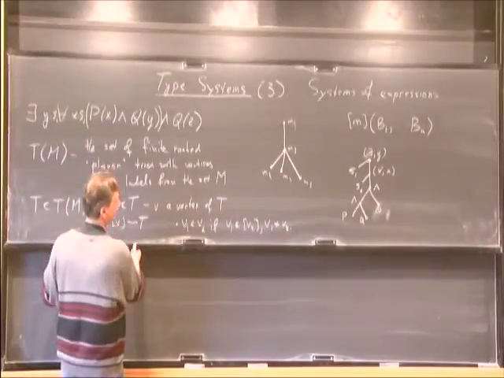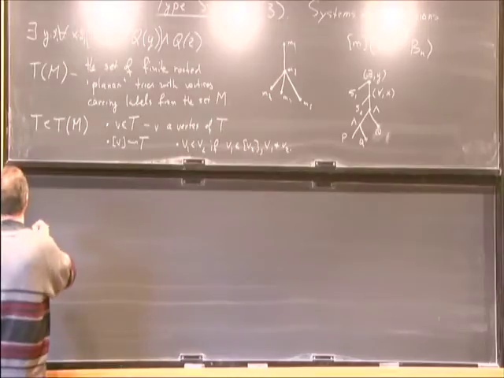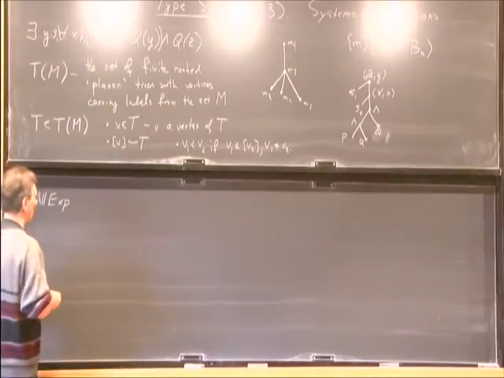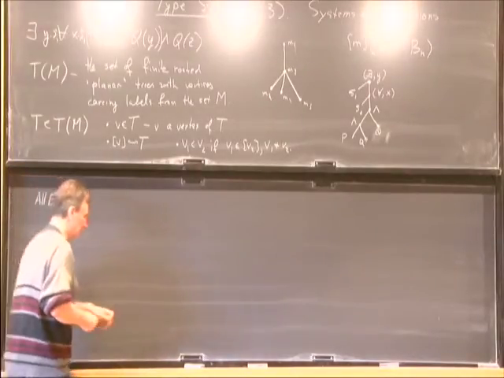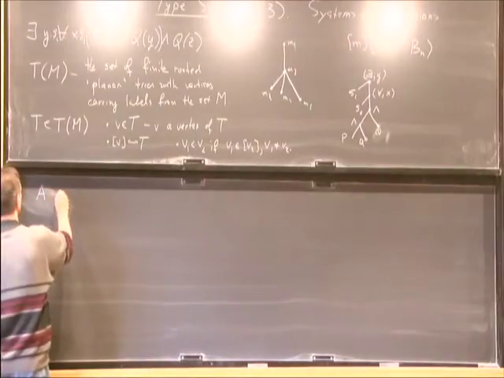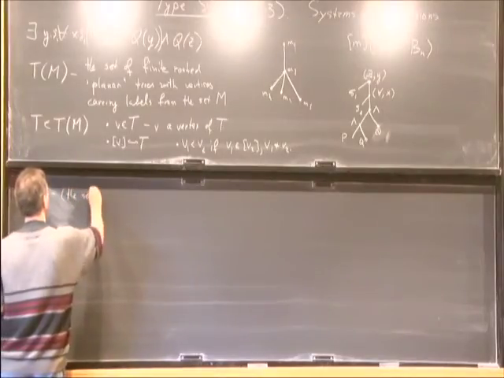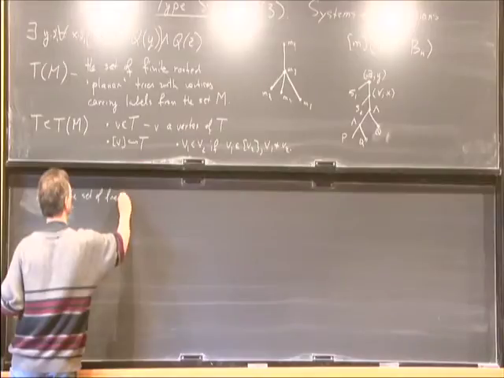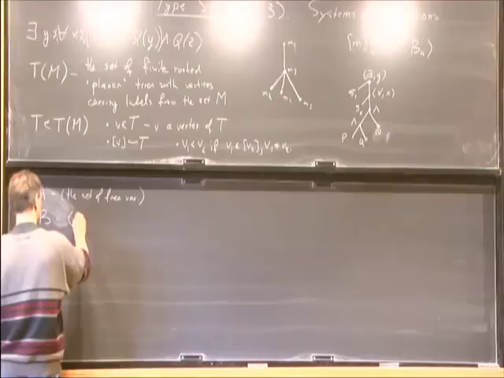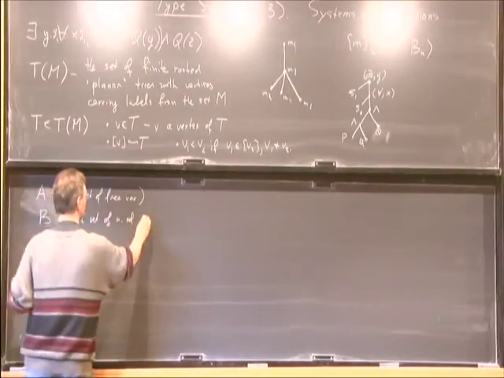So now one considers something, let's call it all expressions. One first fixes three sets. So A, which will eventually be the set of free variables, of names of free variables. B, which will eventually be the set of names of bound variables.